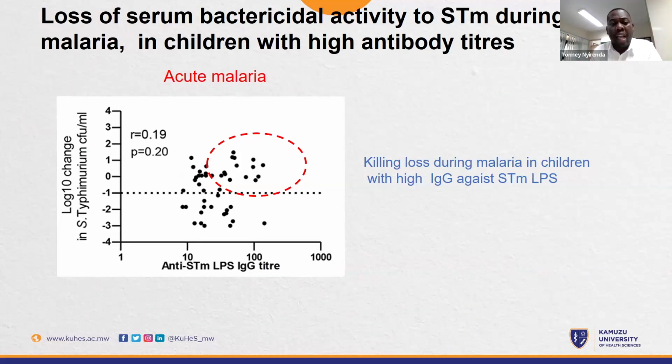Further to that, we assessed this not just with age, but in the context of antibody titers. And what you see on this particular figure, particularly during acute malaria, is that there is loss of killing even in children that had high antibody titers against Salmonella typhimurium LPS, as you can see where I've highlighted in the circle there.